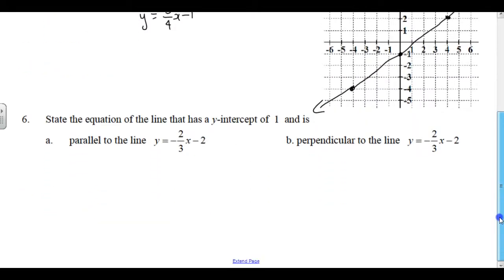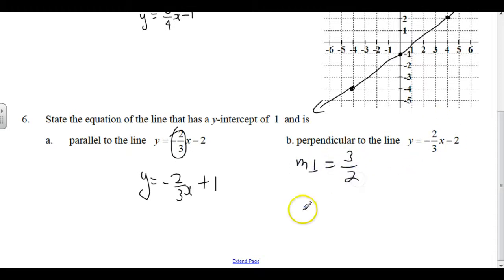State the equation of the line that has a y-intercept of 1 and is parallel. So parallel, remember, we need the same slopes. So it'll be negative 2/3 x and a y-intercept of 1 plus 1. Perpendicular, so here we say the slope perpendicular is the negative reciprocal, which is 3/2. So the equation we're looking for is y equals 3 halves x plus 1.